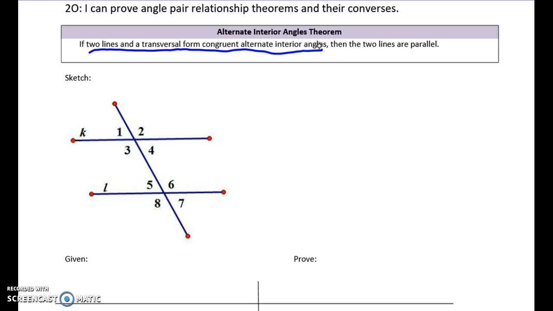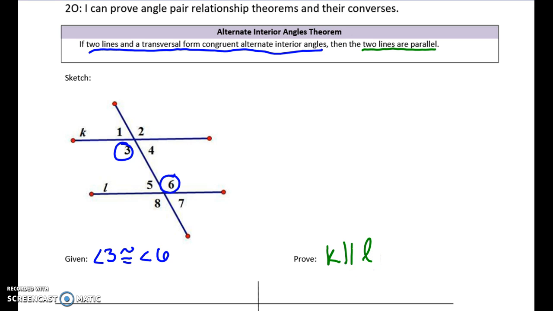So what I'm going to do is choose a pair of alternate interior angles. I'm going to choose 3 and 6 because I like them, no other reason than that. And my given is going to be that they're congruent. Angle 3 is congruent to angle 6. And then what I'm trying to prove is always my conclusion. The two lines are parallel. So I'm trying to prove that K is parallel to L.